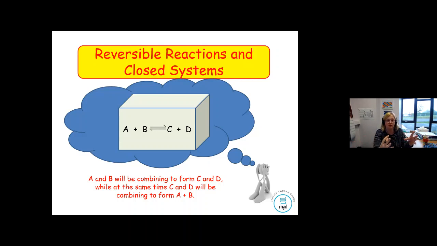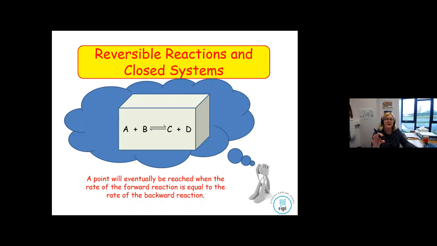So it's a closed system. And at the same time, you've always got these 2 reactions happening. It's going forward, but at the same time, it's going in reverse. Now, eventually what will happen if you leave it in this closed system and don't do anything to interfere with it, is that you will reach a point where those 2 reactions are occurring at the same rate.